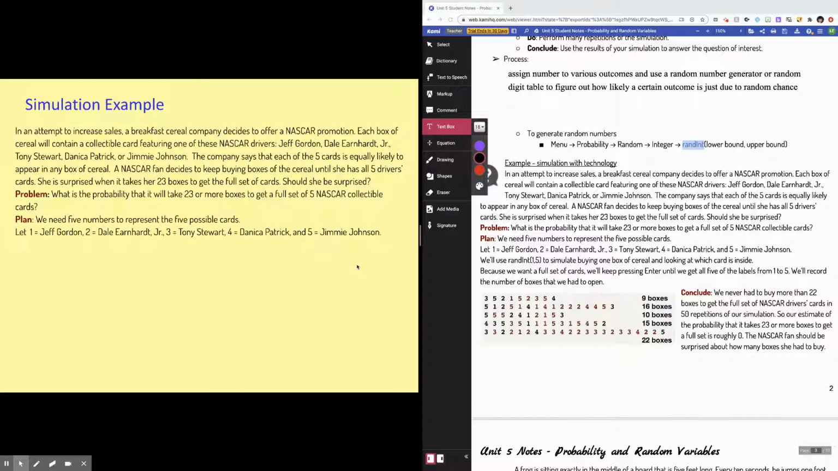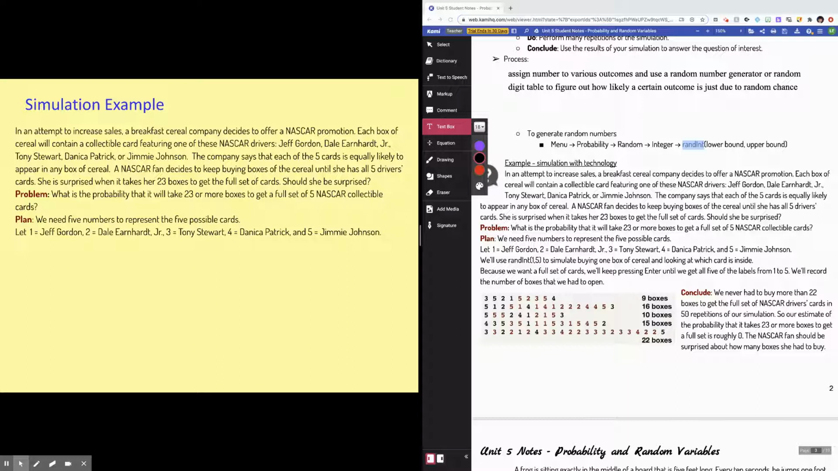So those 5 numbers are on the screen here, and they correspond to each of these NASCAR drivers. When we use a random number generator, if the first number that's spit out of the calculator is a 2, then that means we have the Dale Earnhardt card. If it spits out a 5, next we would have the Jimmy Johnson card. Then if it spits out another 2, we've now bought essentially 3 boxes.